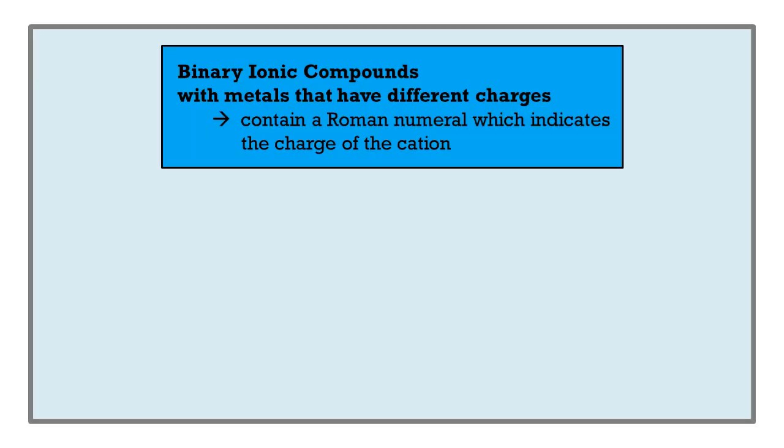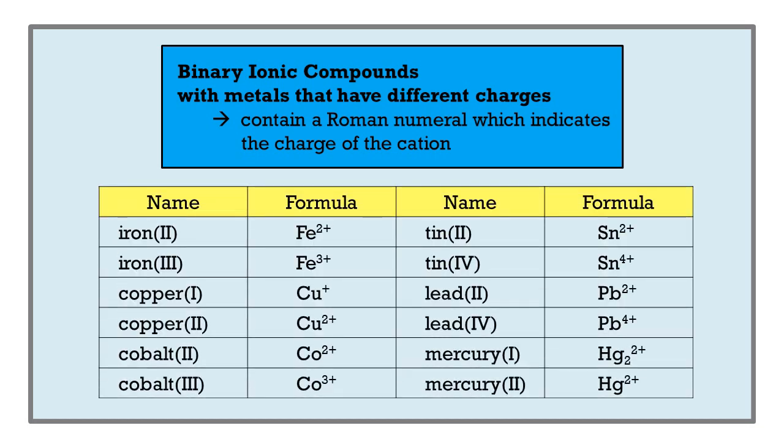Now let's talk about binary ionic compounds with metals that have different charges. These compounds contain a Roman numeral which indicates the charge of the metal cation. Here is a list of metals that have different charges na kailangan nating i-memorize. For example, iron can form cations with two different charges. One is 2+, while the other is 3+.